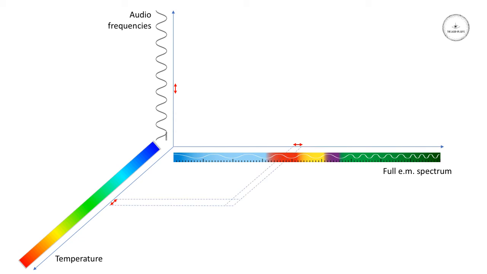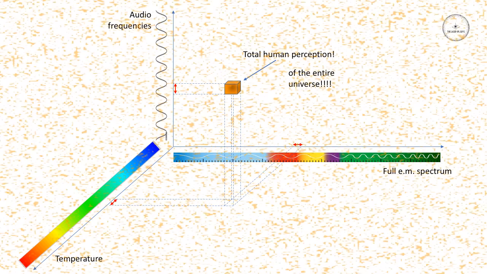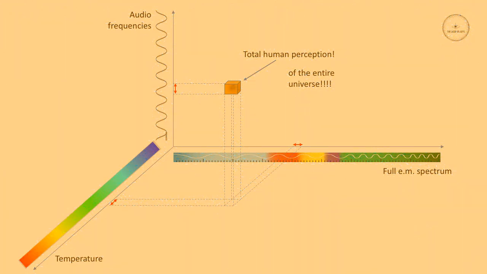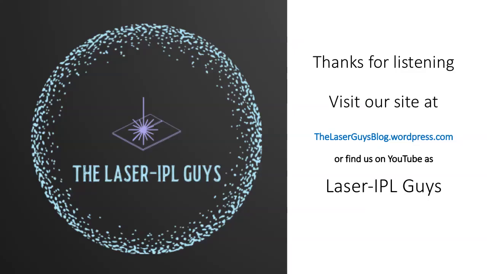So let's put these all together and we come up with this little cube, this little area, and this represents the total human perception of the entire universe that us human beings can see and tolerate. As you can see, it's a tiny fraction of the whole universe. So this presentation was designed just to give you an idea of the tiny fraction of the universe that we as human beings can perceive. Really, we are extremely limited in our perceptions and our tolerances.